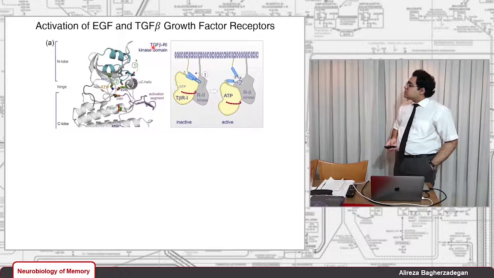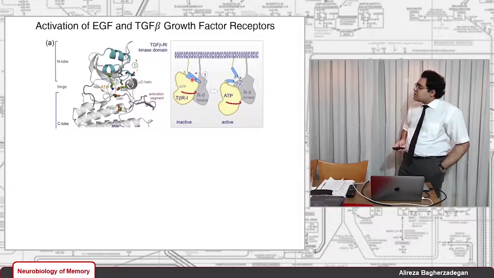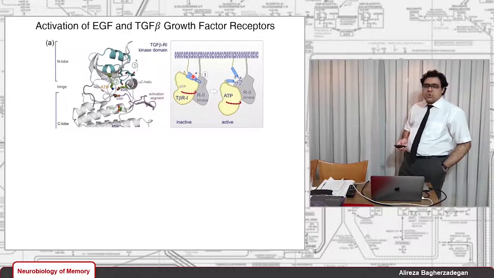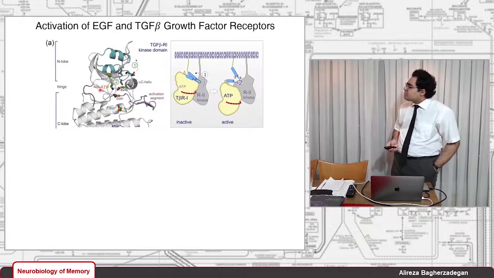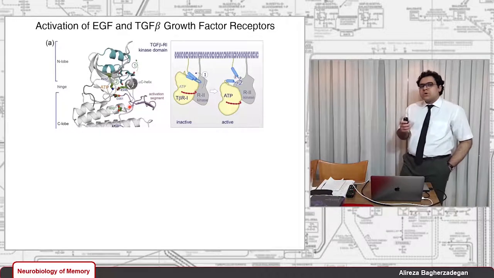In the case of a transforming growth factor beta receptor, we have a glycine serine rich domain, shown here. Okay? So this is a glycine serine rich domain, or GS domain. And this GS, okay, distorts the N lobe. Okay, so this is the N lobe and the C lobe. This is the hinge connecting these two lobes. And this part is the glycine serine rich domain, which distorts the N lobe, okay? So that the N lobe cannot correctly coordinate ATP.